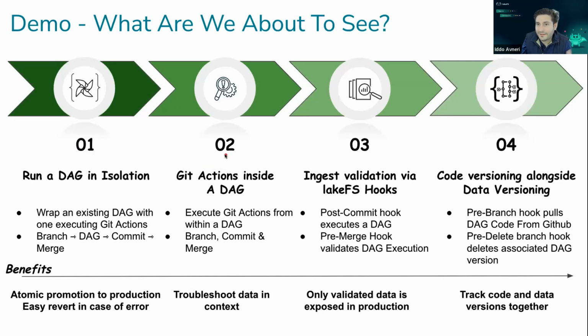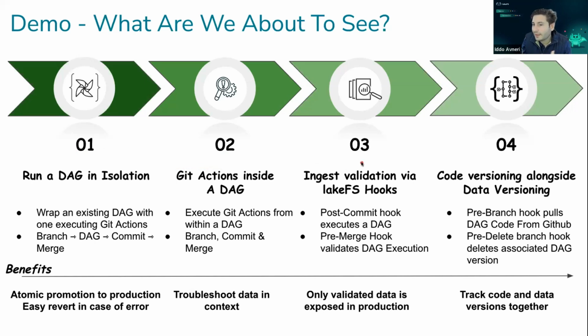Then the second use case is even more advanced, which is we're also going to branch out, but we're going to run commits on different branches throughout the execution of the DAG. That's super powerful. That means that we can go and see the data lineage throughout the DAG itself. Again, we'll talk about this in a little bit more detail during the demo.